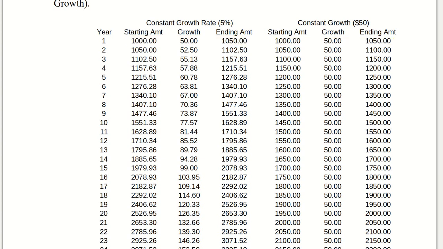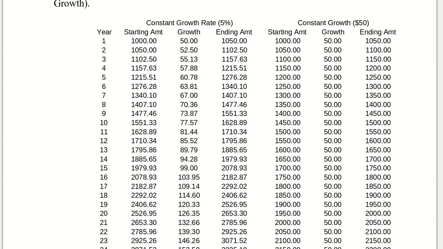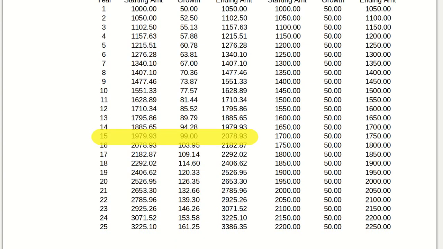But you can very quickly convince yourself that the constant growth rate requires the growth to increase. In fact, it's increasing fairly dramatically. We pretty quickly have an amount of growth that is twice what it was to begin with. I'm taking a look down here after 15 years. Instead of growing by 50, it's growing by nearly 100. And then after 24 years, it looks like it's growing by 3 times that initial amount. Well, the constant growth is still growing by 50.